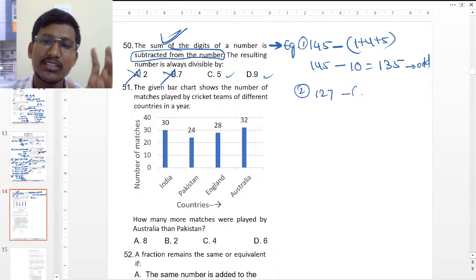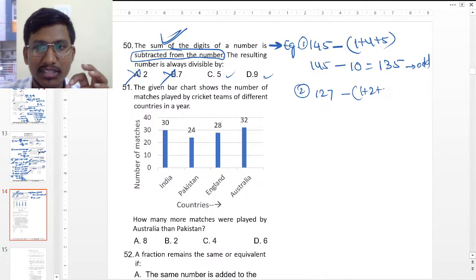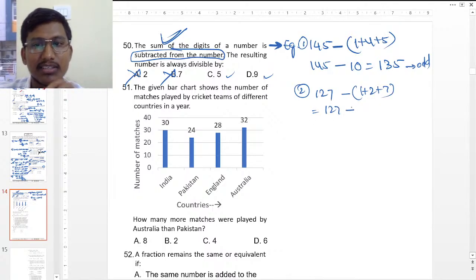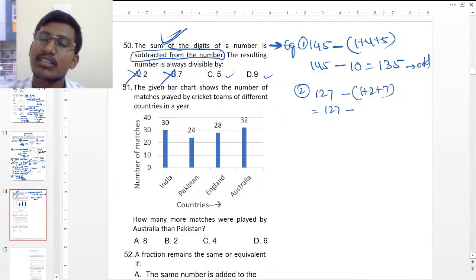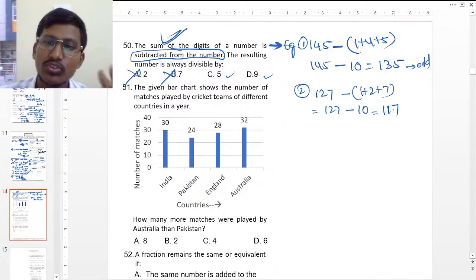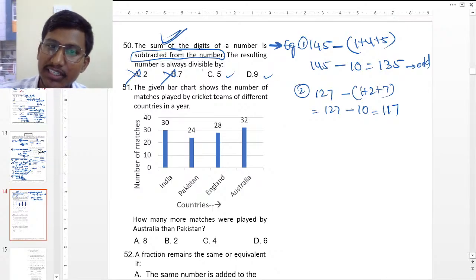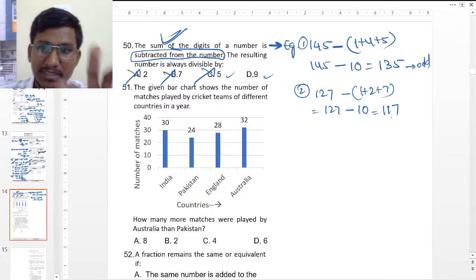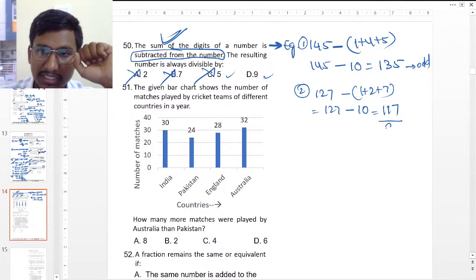If I take one more example, let us take 127. 127 minus the sum of the digits, 1 plus 2 plus 7. So it will be how much? 1 plus 2 is 3, 3 plus 7 is 10 here also. So that is 117. Now is it divisible by 5? It is not divisible by 5. Will it be divisible by 9? Yes, it will be divisible by 9.